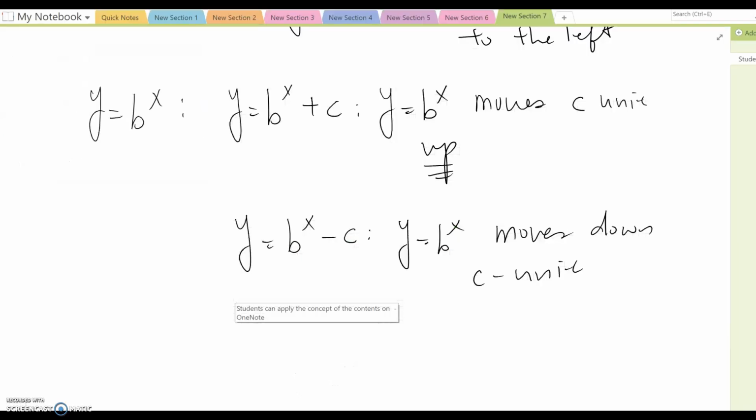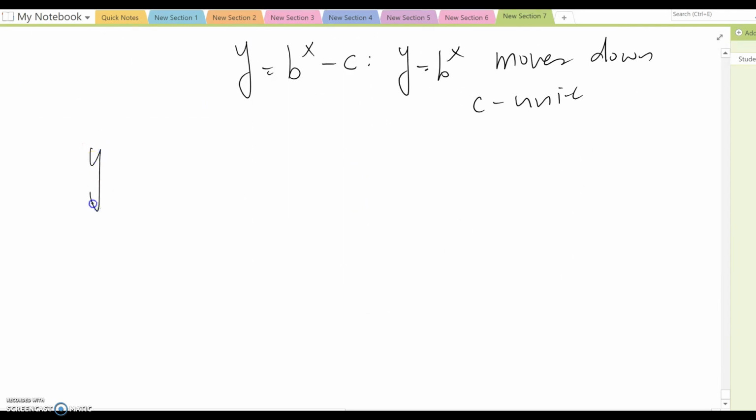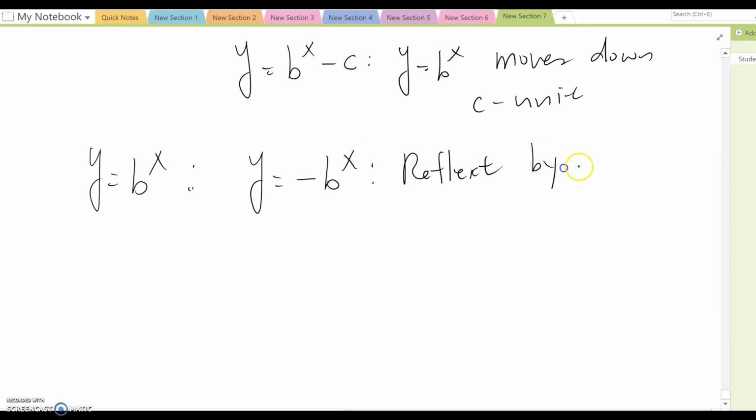Okay, so which means based on the y equal to b to the x graph, if y equal to negative b to the x is given, then it is reflected by the x-axis. Okay, so that's the property here. Alright, then what about this case?